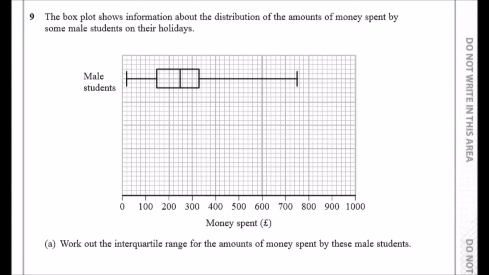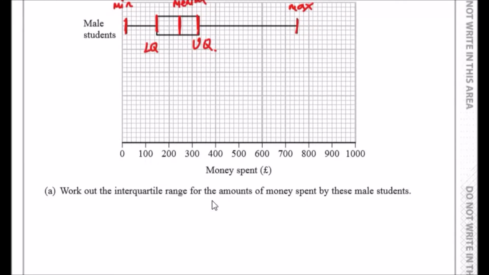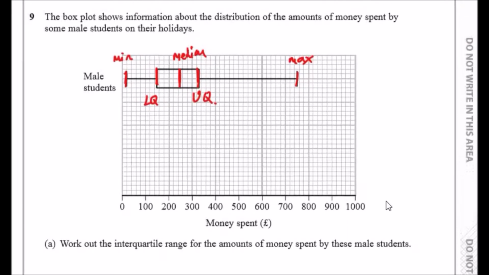Anyway, number 9. The box plot shows information about the distribution of the amounts of money spent by some male students on their holidays. So quick recap here. The length here is known as the minimum and the maximum, so the highest and lowest values taken. The middle quadrant here is the median. And these two lengths, you can probably guess, are the lower quartile and the upper quartile. Perfect. Now, work out the interquartile range for the amounts of money spent by these male students.